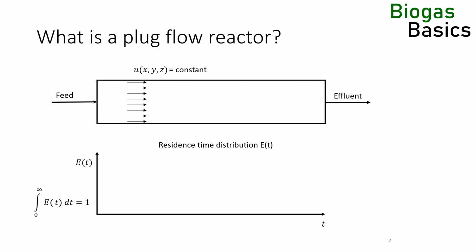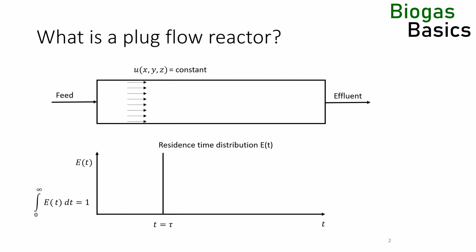The residence time distribution function, E of t, of an ideal plug flow reactor is the Dirac function delayed by the hydraulic residence time. It is shown below. A Dirac pulse is an infinitesimal short pulse of infinite height. All particles exit the ideal plug flow reactor at once after the hydraulic residence time. The cumulative residence time function is the Heaviside step function. Up to the hydraulic residence time, none of the particles have left the reactor. After the hydraulic residence time, all particles have left the reactor.